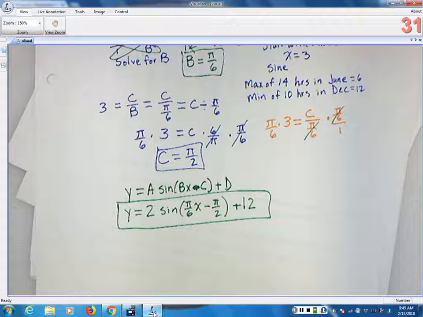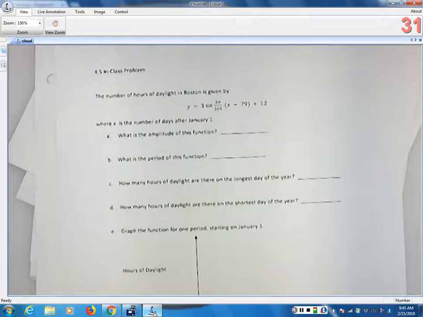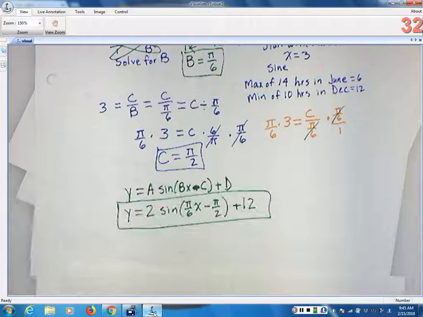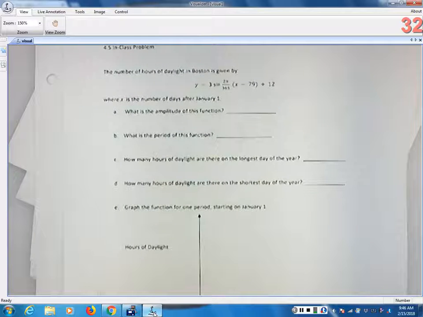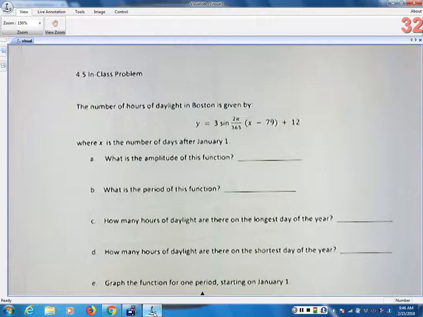Okay, that's the end of section 4.5. So let's look at this for a second. This is homework, so I'm going to try to help you with it. Did you write all that down? This is your problem.